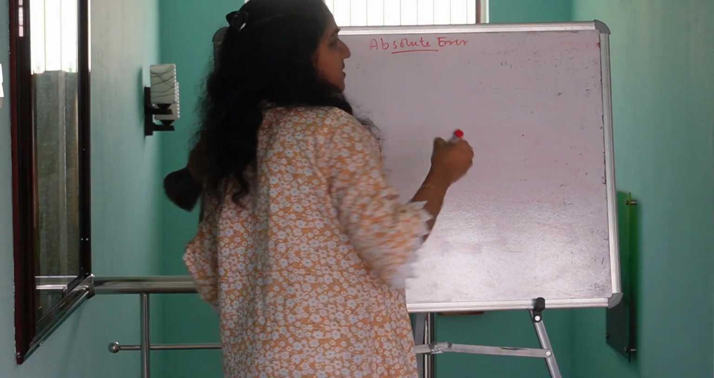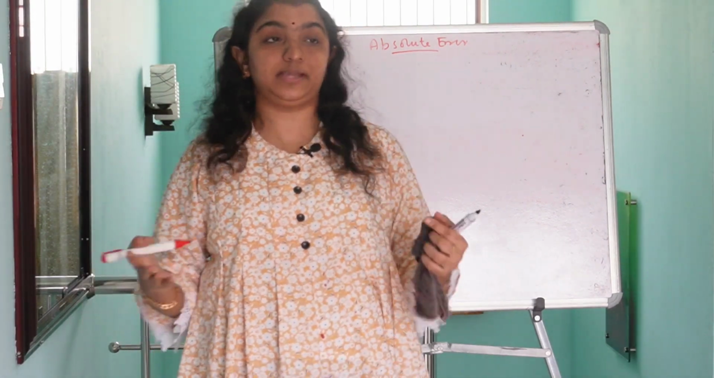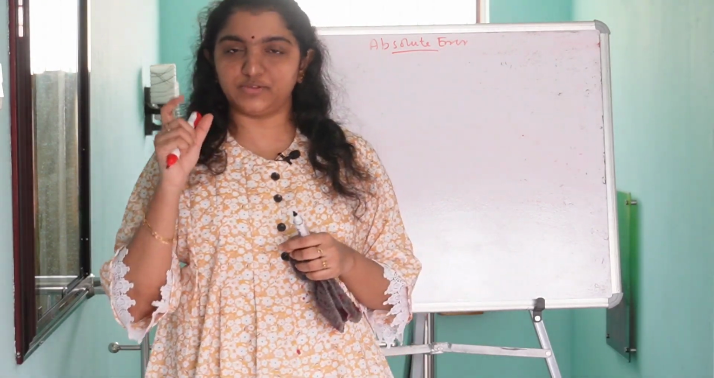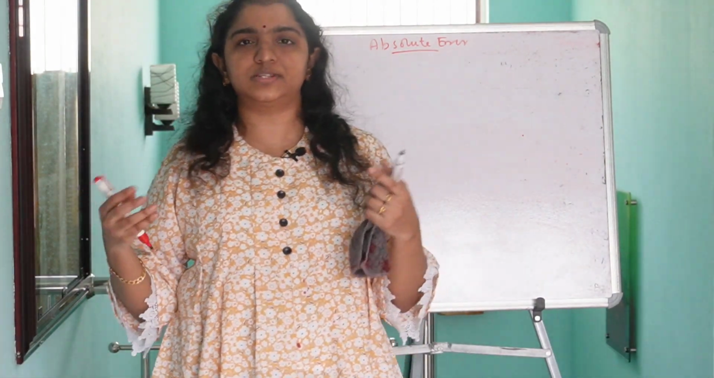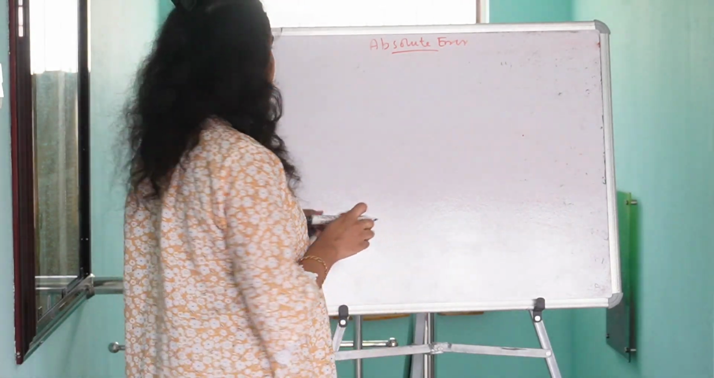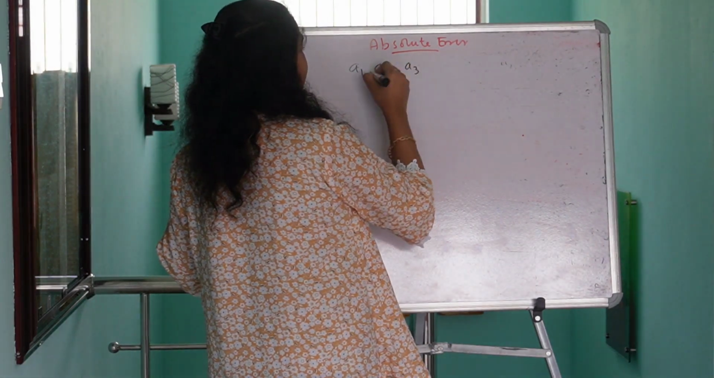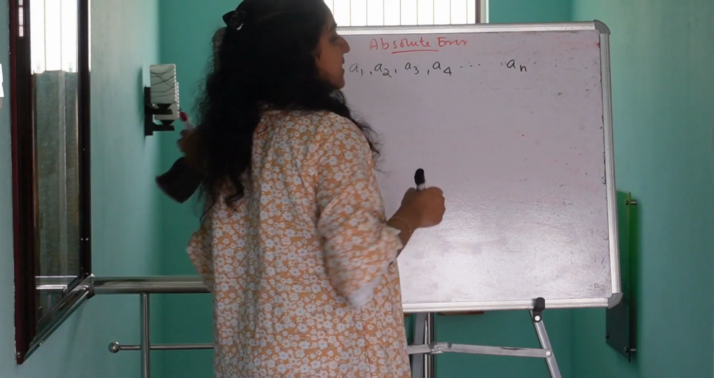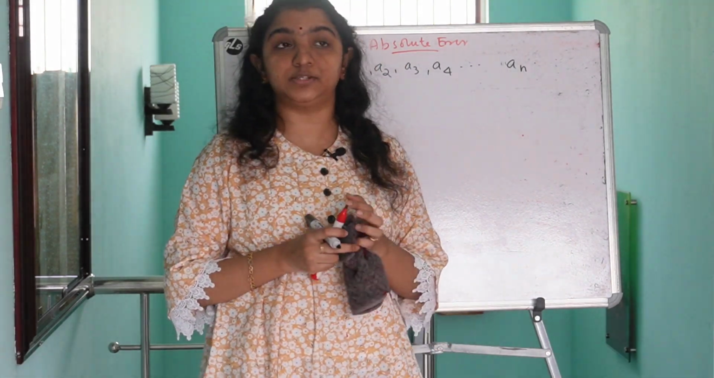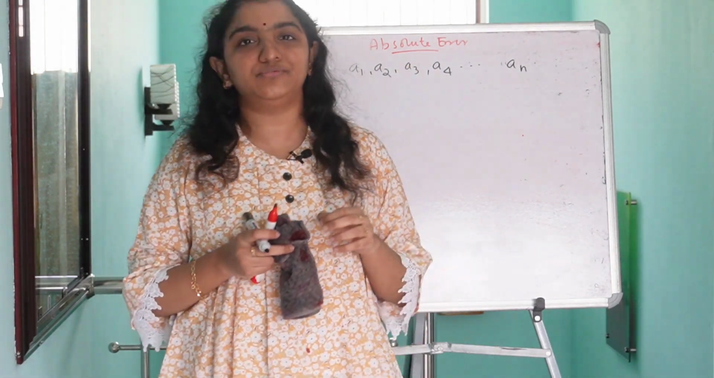Suppose we are measuring a physical quantity n times. Since we are measuring the physical quantity n times, obviously we will get n values. Sometimes some of the values might be the same, but still we get n values, isn't it? So let those values be a1, a2, a3, a4, etc. up to an.